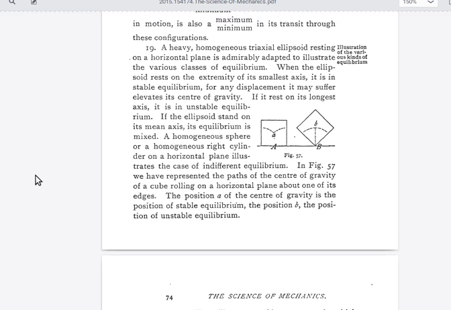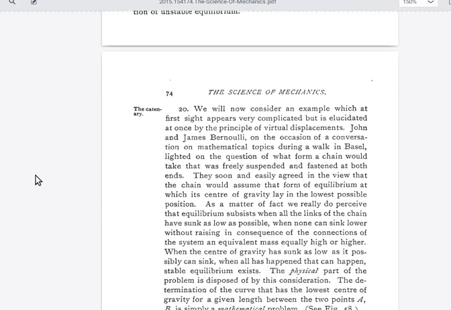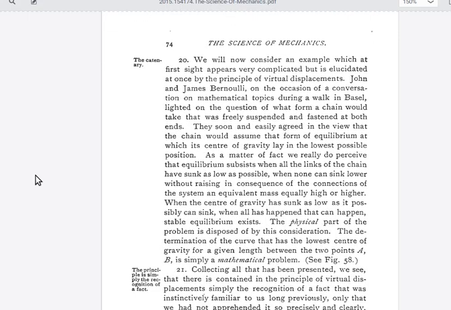The position A of the center of gravity is the position of stable equilibrium, the position B, the position of unstable equilibrium. We will now consider an example which at first sight appears very complicated, but is elucidated at once by the principle of virtual displacements. John and James Bernoulli, on the occasion of a conversation on mathematical topics during a walk in Basel, lighted on the question of what form a chain would take that was freely suspended and fastened at both ends.